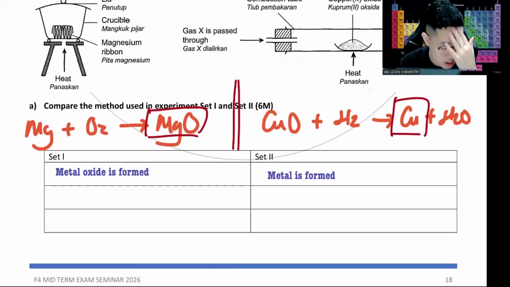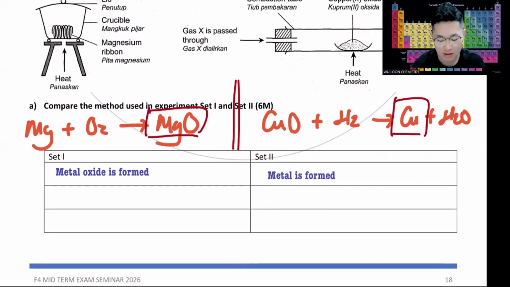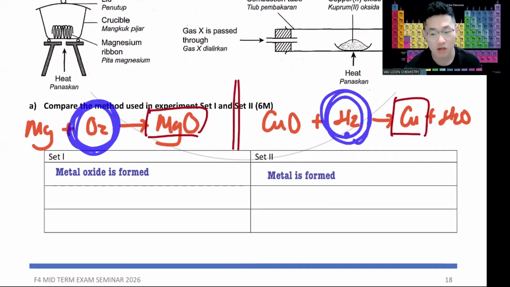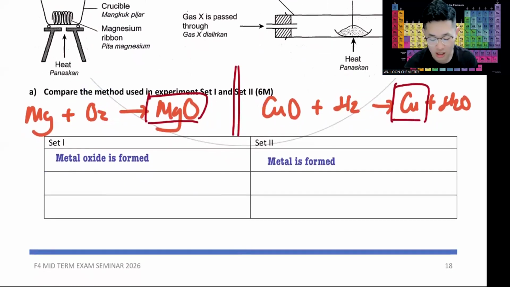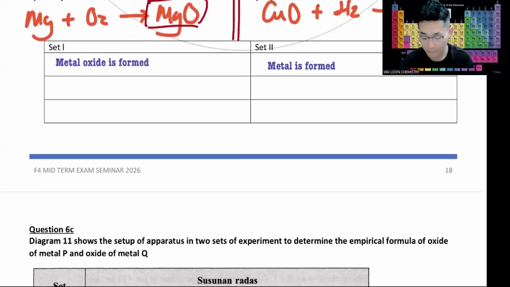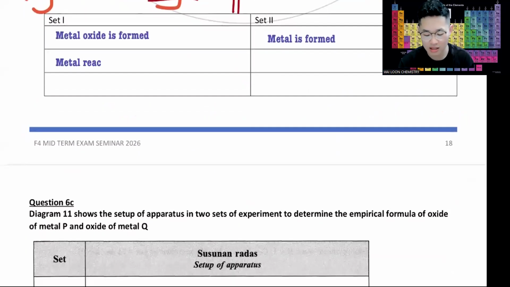So the easiest way to do this comparison question, let's say it comes out in an essay, compare, 6 marks, very easy. The formula is you talk about the product, then you talk about the reactant. You see the reactant here. This one is reacting with oxygen gas. This one is reacting with hydrogen gas. So we say for this set one, metal reacts with oxygen gas.